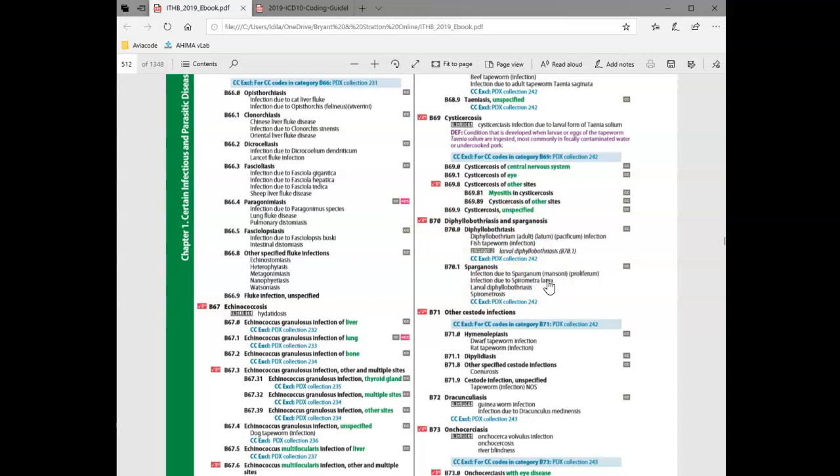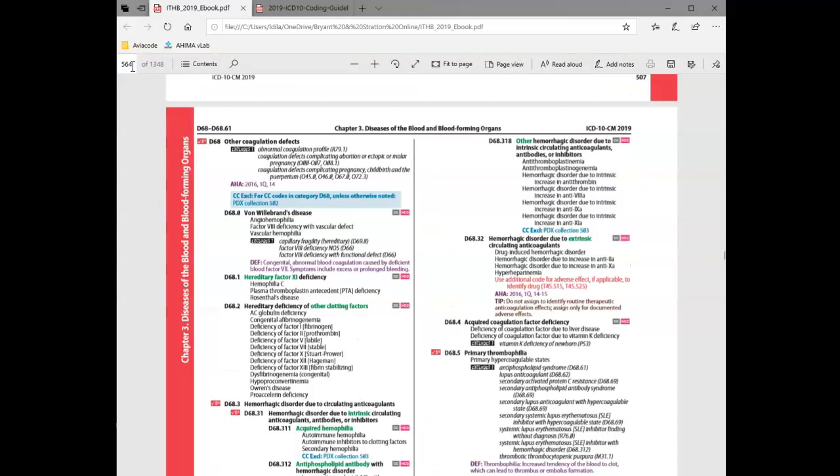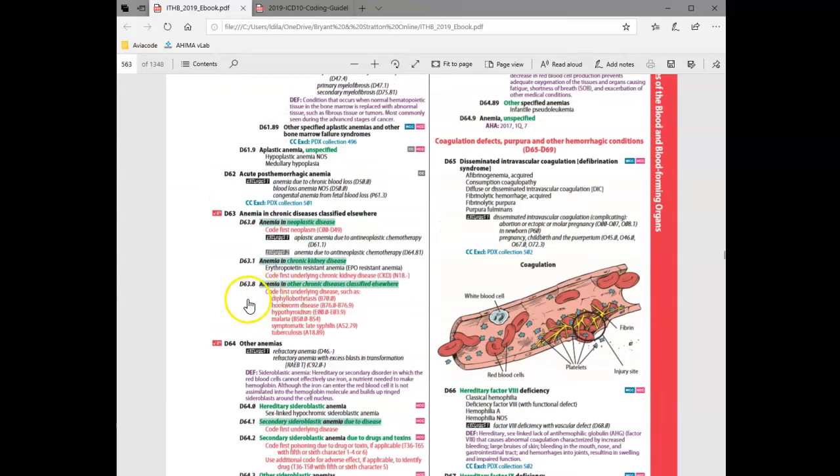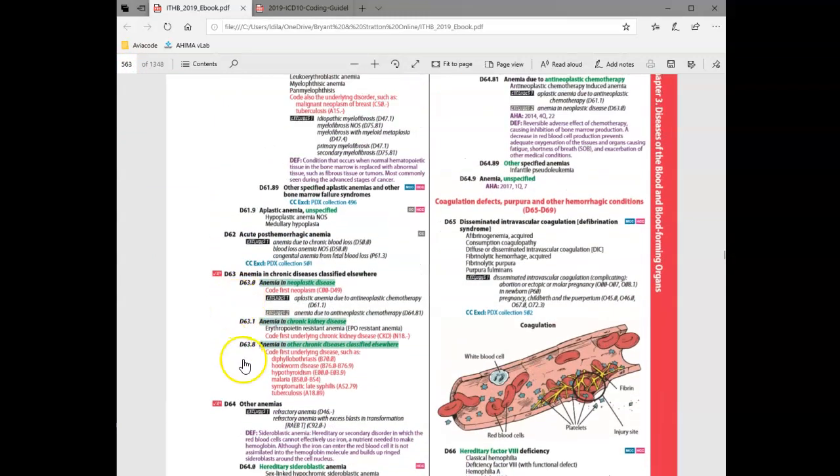So what do I do? I need to capture anemia because it's specifically stated in my diagnosis, but it's nowhere to be found here. So this, I believe, is probably what that second code is all about. So let me look that up. I have D638, and it turns out that code is anemia and other chronic diseases classified elsewhere.